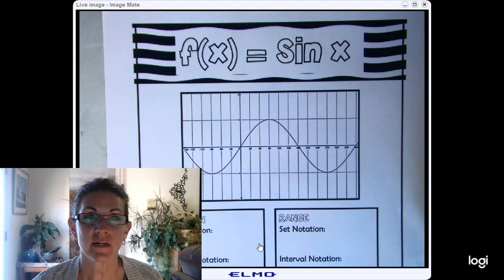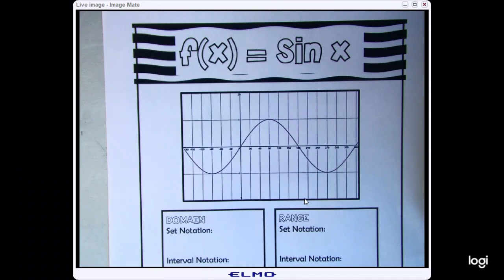Today we'll be graphing sine and cosine waves. We'll be talking about period and amplitude. Later we'll add phase shift. So let's see, let's get me out of the screen.